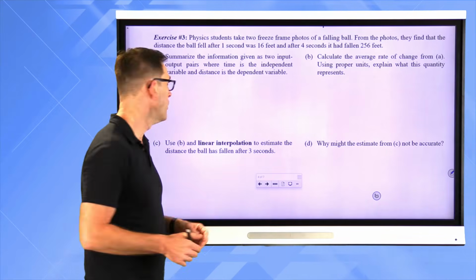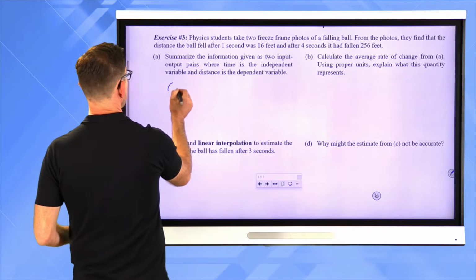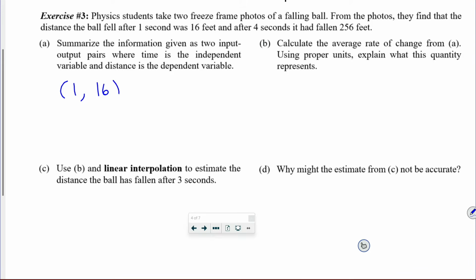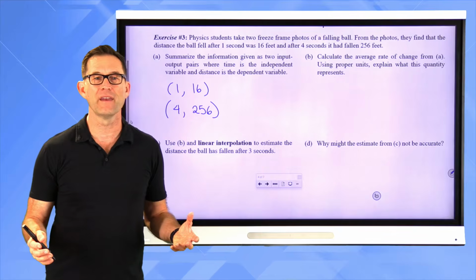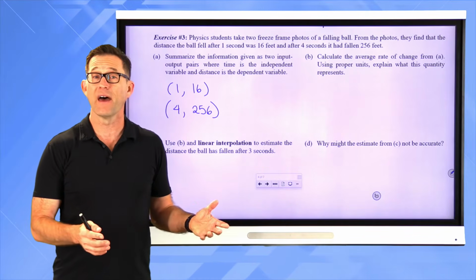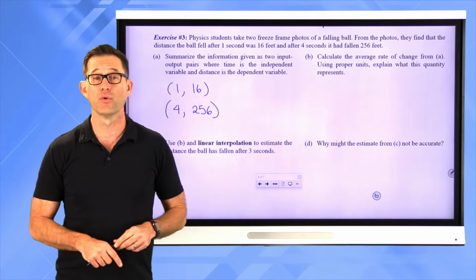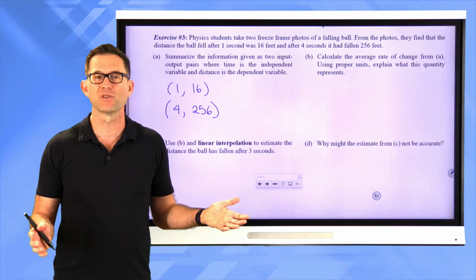All right, well, here we go. So what we know is that after 1 second, we've got 16 feet that it fell, and after 4 seconds, 256 feet. And it's nice to have those because you know what's coming in B. We're going to calculate an average rate of change, and it's nice to do that with two coordinate pairs because we're just calculating the slope of a line.